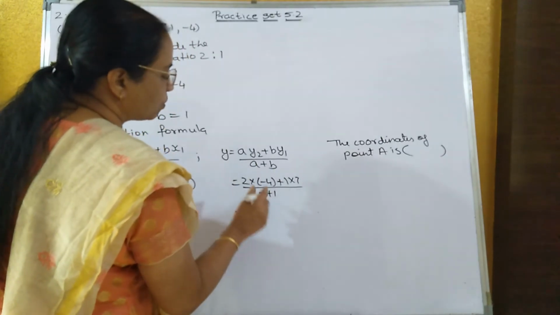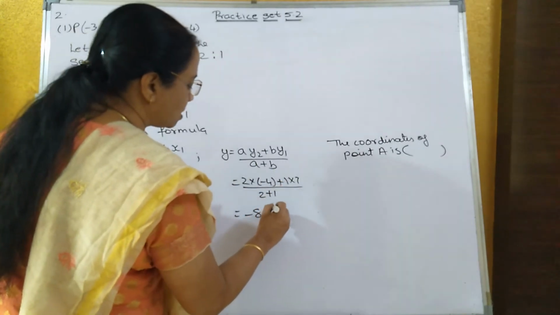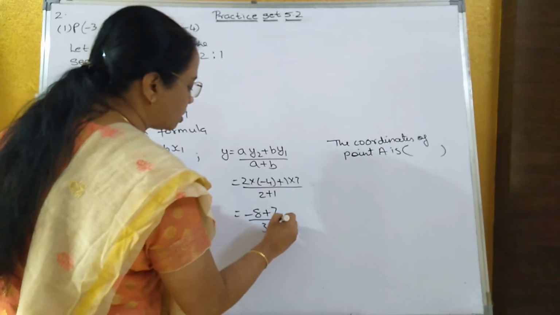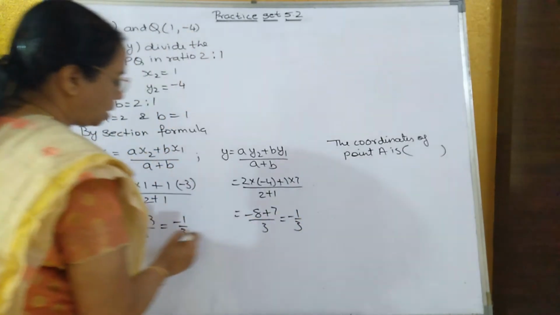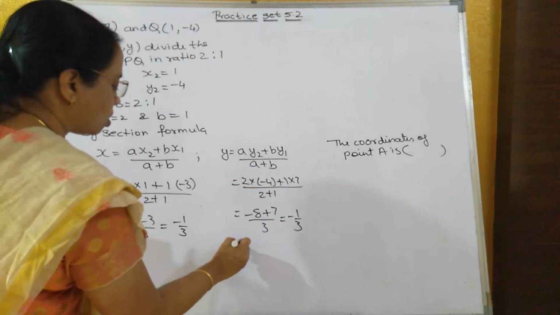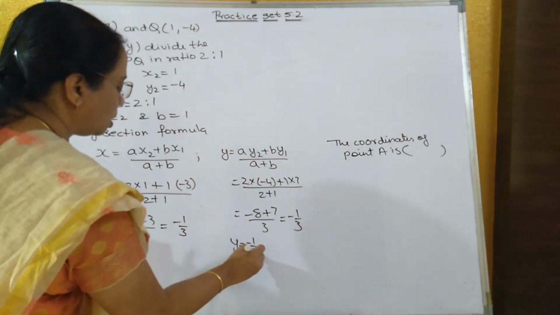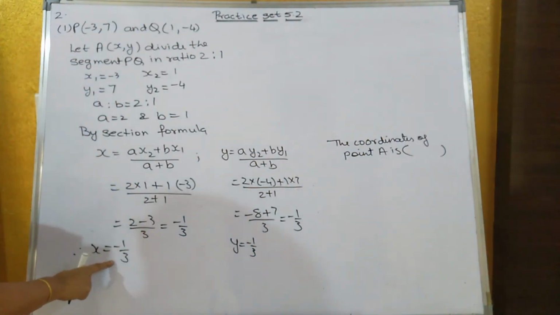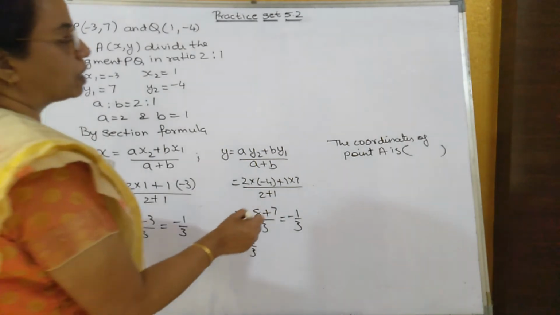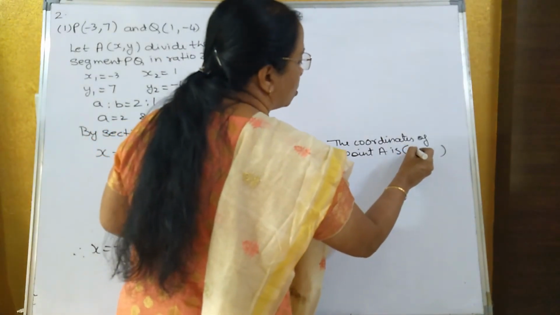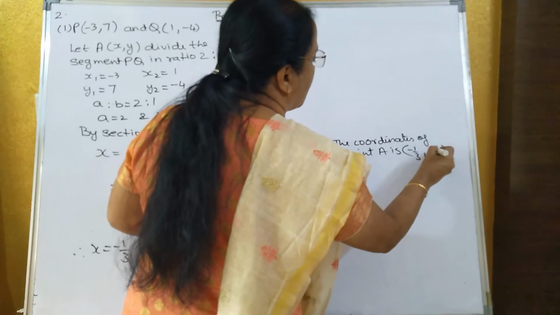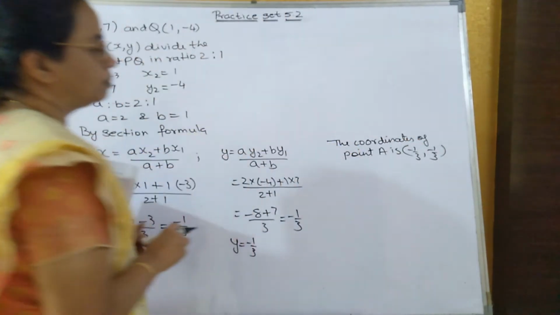2 into minus 4 is minus 8, 1 into 7 is plus 7 upon 3, that's equal to minus 1 upon 3. So the y coordinate is minus 1 upon 3. Here both x and y are minus 1 upon 3 and minus 1 upon 3. So the coordinates of point A are minus 1 upon 3, minus 1 upon 3.